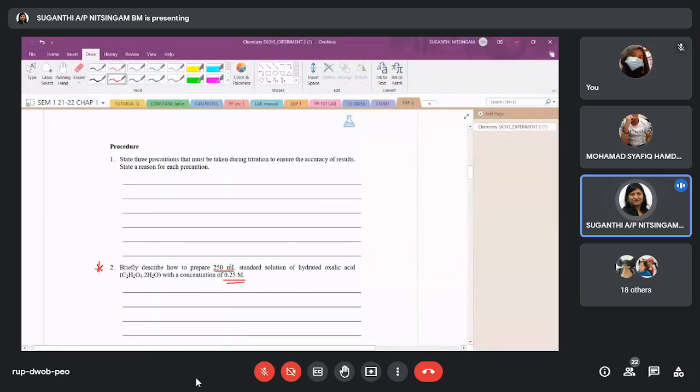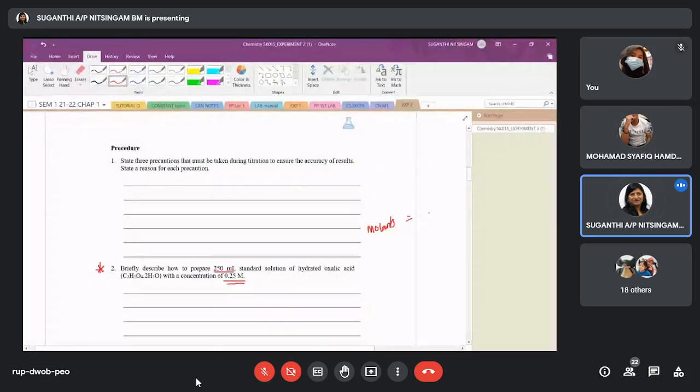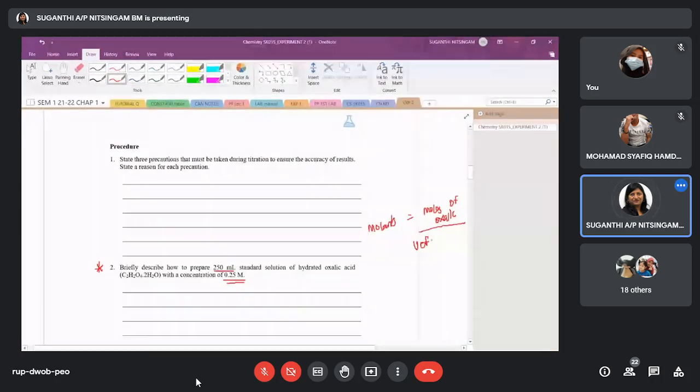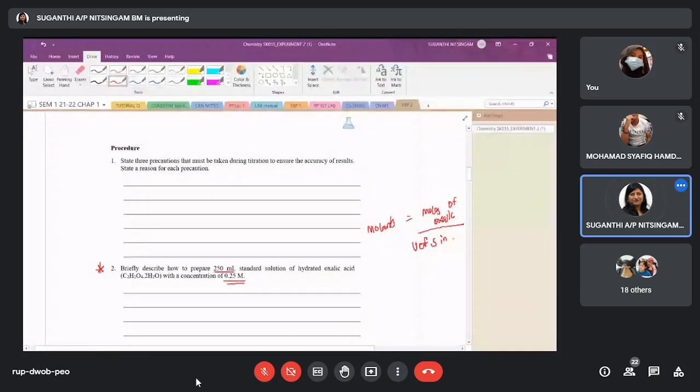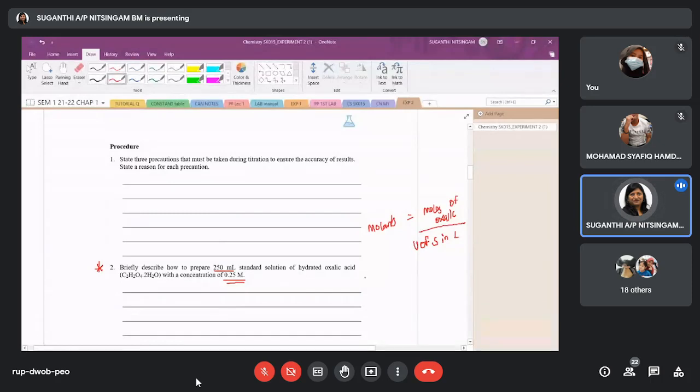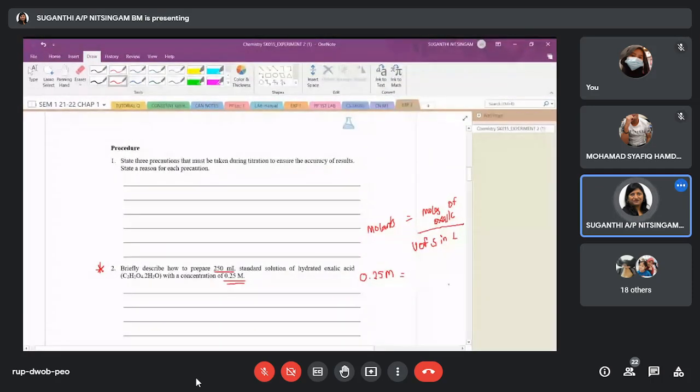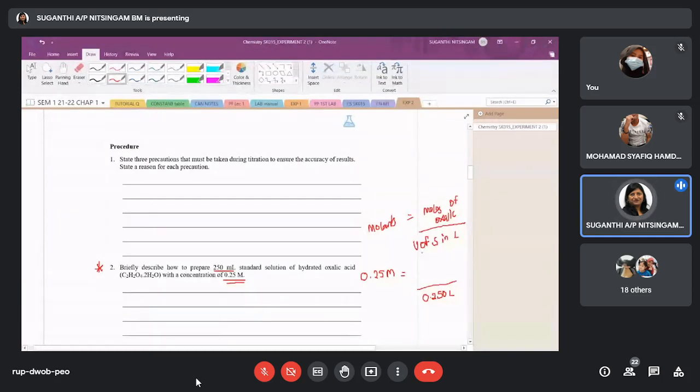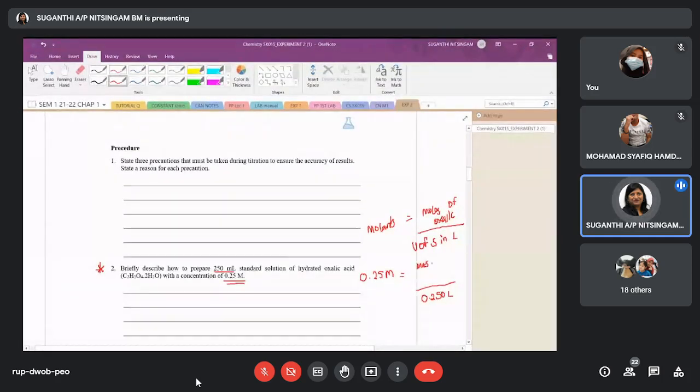So what you need to do now is you must know the formula. Molarity is moles of oxalic acid divided by volume of solution in liters. Molarity you already know, 0.25 molar. Volume you also know, it is 0.25 liter. So mole is mass divided by molar mass.